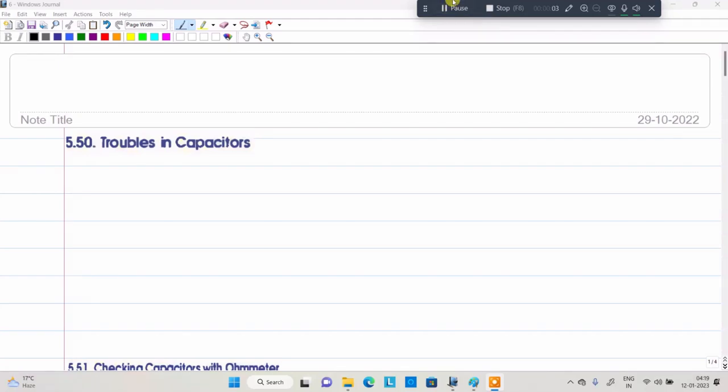Right everyone, next we are moving to capacitors part 4.